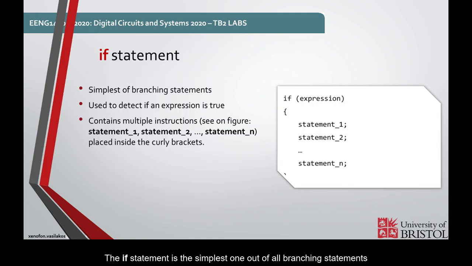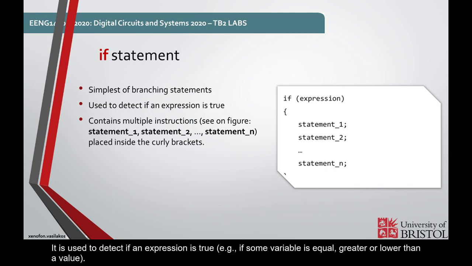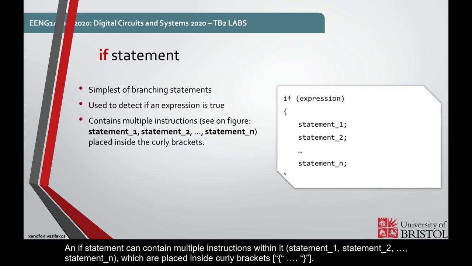The if statement is the simplest one out of all branching statements. It is used to detect if an expression is true. For example, if some variable is equal, greater, or lower than a value. An if statement can contain multiple instructions within it, statement 1, statement 2, and so forth, which are placed inside curly braces.